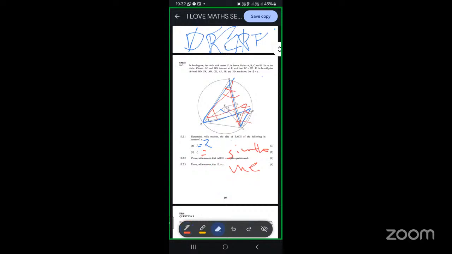Thank you. Now we go to the last question of this part. Prove with reasons that AFED is a cyclic quadrilateral. It's 4 marks, a good mark. AFED is this one. We want to prove that this is a cyclic quad. Is there anyone of you who has some idea of how we can approach this rider? Anyone who maybe can give this problem a try?